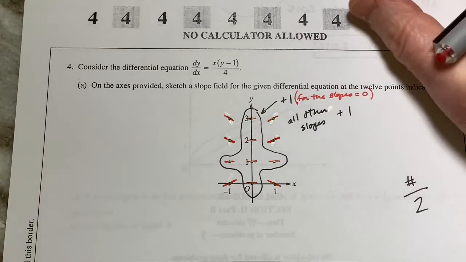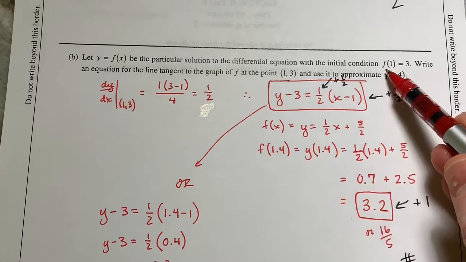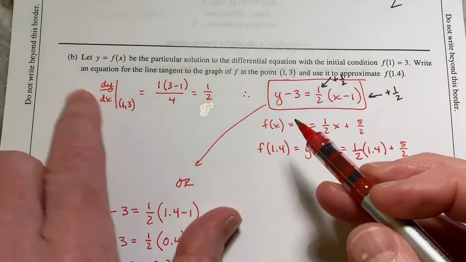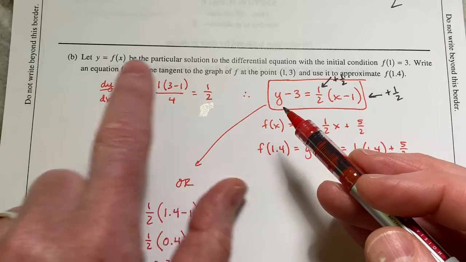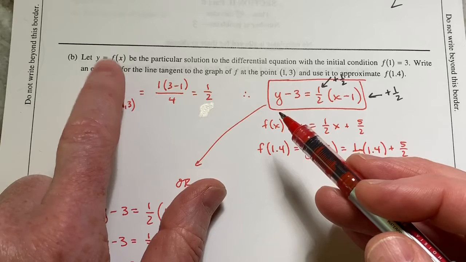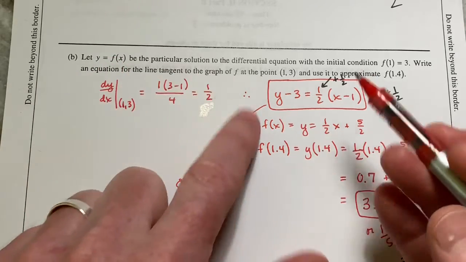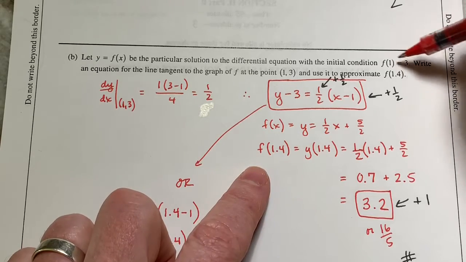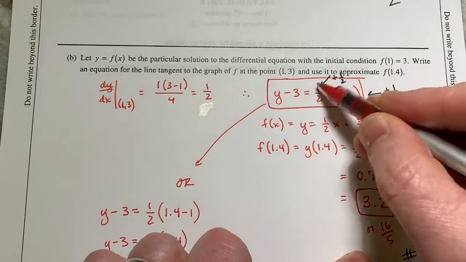But on this one, they're saying, let y be that particular solution that went through the point (1, 3). It says write an equation for the line tangent to the graph of y equals f. So I don't want the y equals f yet, the particular solution. I want the line tangent to it. So what do I need for a line tangent to the curve? I need a point. They gave that to me, (1, 3). I can go ahead and plug that in, x minus 1, y minus 3. And I need a slope.